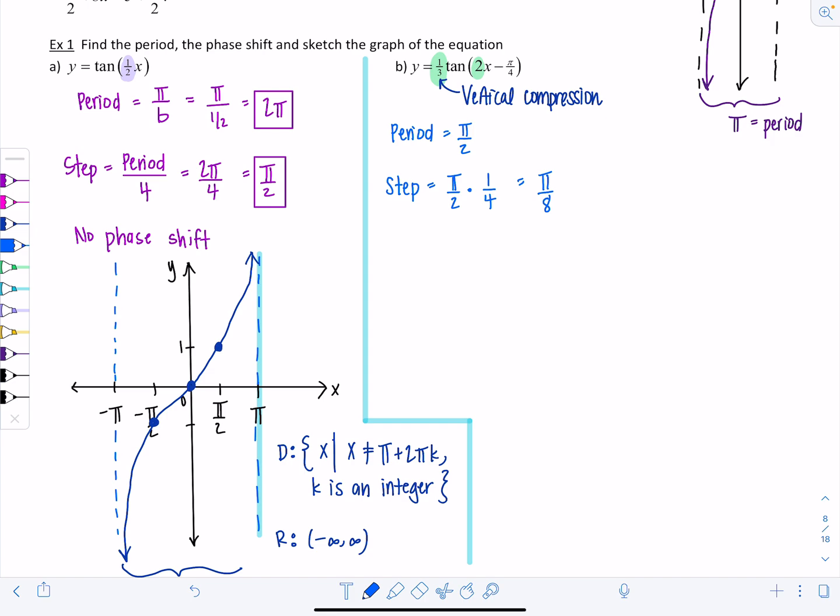Okay, good. And then we need the phase shift. Remember, the phase shift is equal to C divided by B. And you don't include the negative, right? So it's going to be pi over 4 over 2, which is going to be pi over 8. And since that's positive, just remind yourself phase shift positive means we shift to the right.